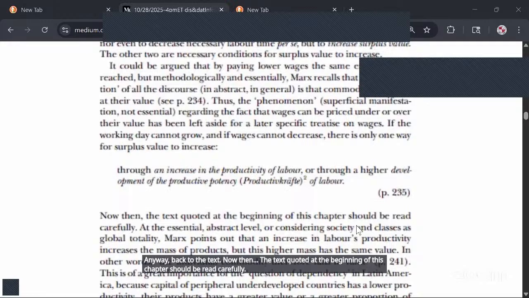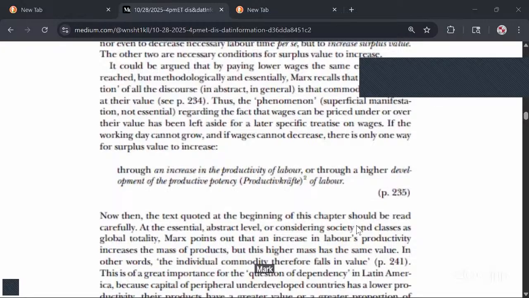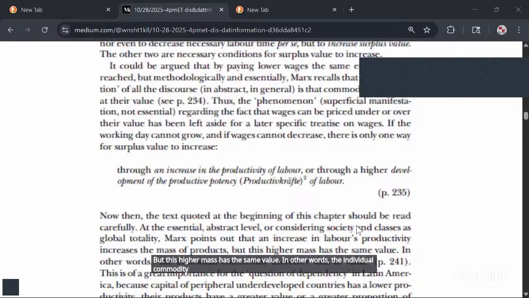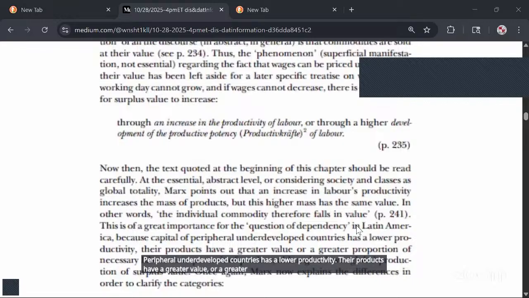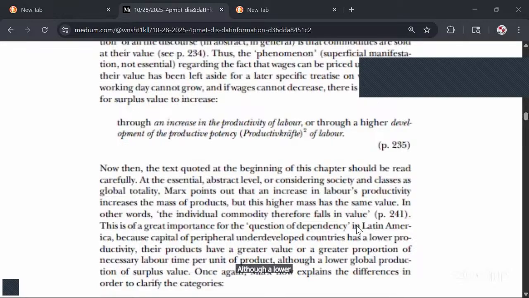At the essential abstract level, or considering society and classes as a global totality, Marx points out that an increase in labor's productivity increases the mass of products, but this higher mass has the same value. In other words, the individual commodity therefore falls in value. This is of great importance for the question of dependency in Latin America, because capital of peripheral underdeveloped countries has a lower productivity. Their products have a greater value, or a greater proportion of necessary labor time per unit of product, although a lower global production of surplus value.